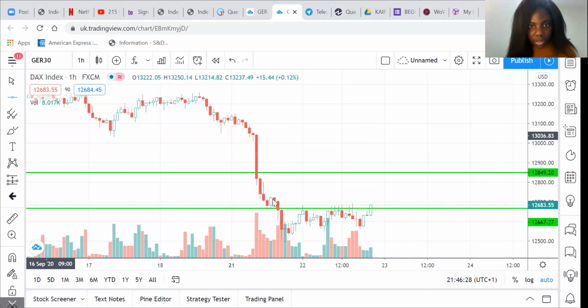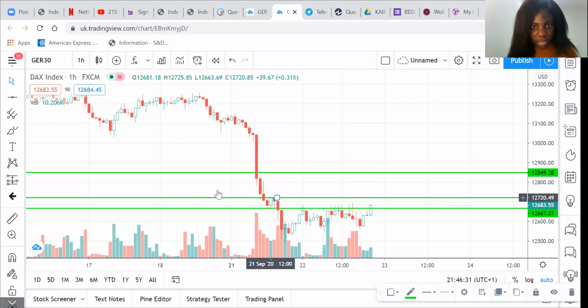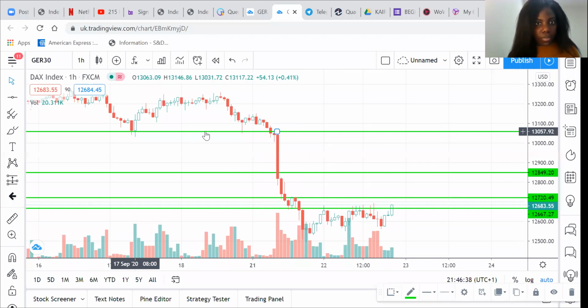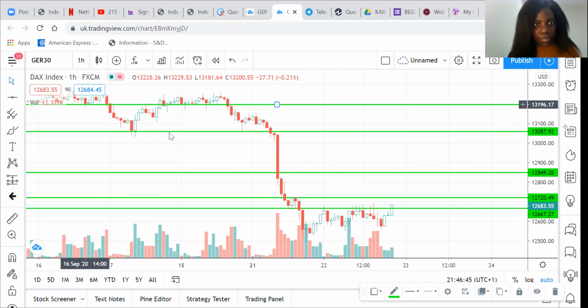So I see an area here. I see an area here. I see an area here. I see an area.